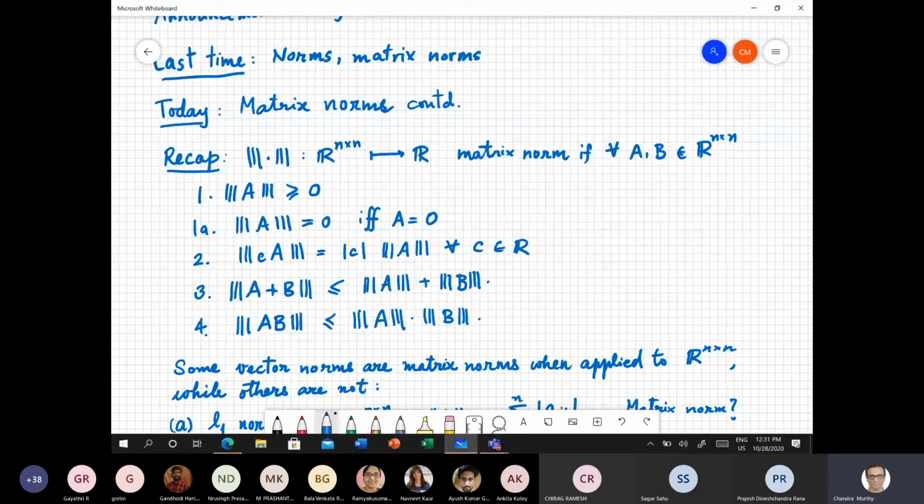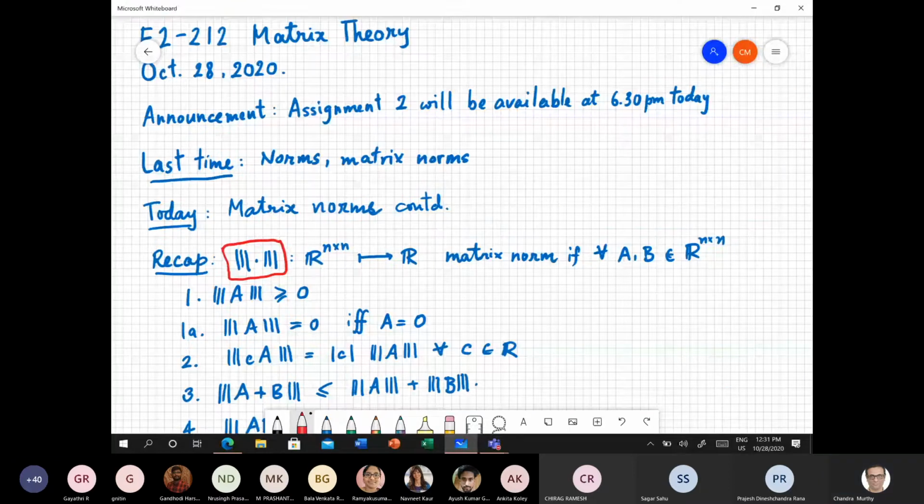And we say that this, which is denoted by this symbol with three lines around it, is a matrix norm if for any A and B in R to the n cross n, it satisfies these four properties. The first is that it is non-negative. The second is that it's positive, meaning that it can only be equal to 0 if the matrix itself is equal to 0. The third is that it's homogeneous. And the fourth is that it satisfies triangle inequality.